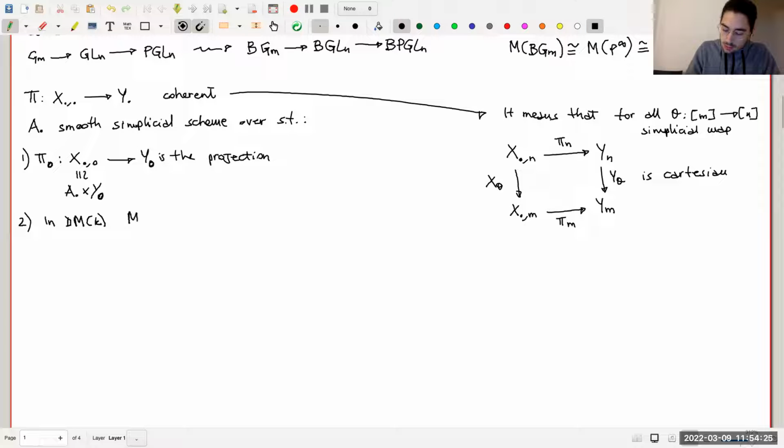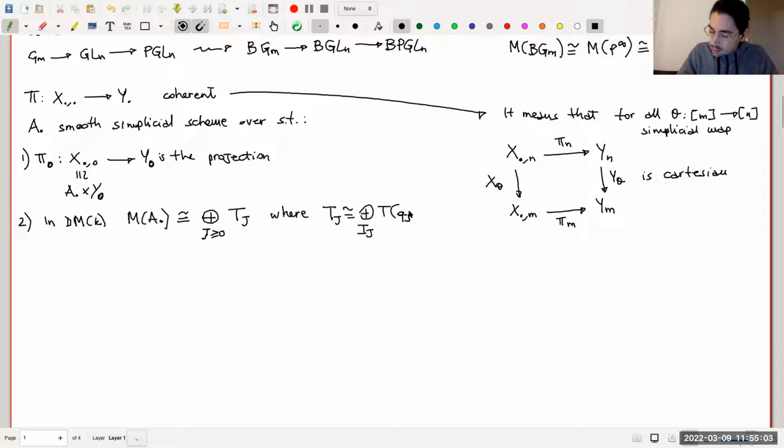In dmk, the motive of this simplicial scheme here is cellular, is a sum of states. But in principle, it can be infinite. So I have a direct sum for j greater or equal than 0 of some tj, where these tj are direct sums, possibly over an infinite family ij, of states in bidegree qj pj. And the only thing that I require is that I'm ordering them in a certain way. So where the bidegree qj pj is less than qj plus 1 pj plus 1.